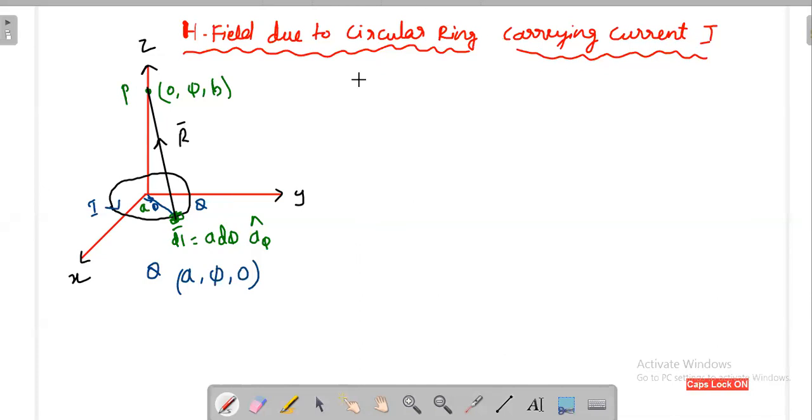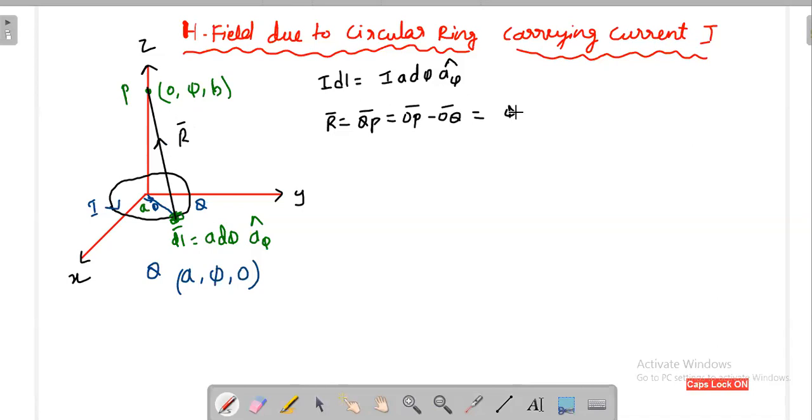Now first, I dl is equal to I times dl value. Just now we have calculated a dφ a_φ cap. Now what is the r vector? The r vector is simply the QP vector. The QP vector is equal to OP vector minus OQ vector. What is the OP vector? P is here.